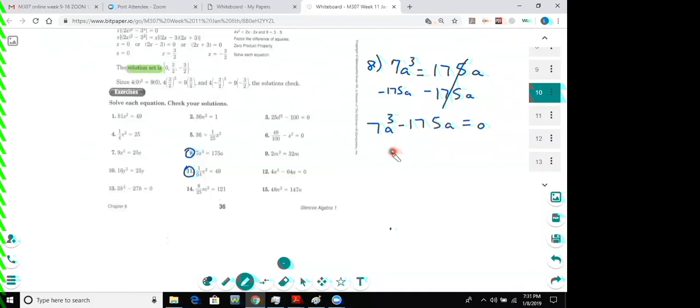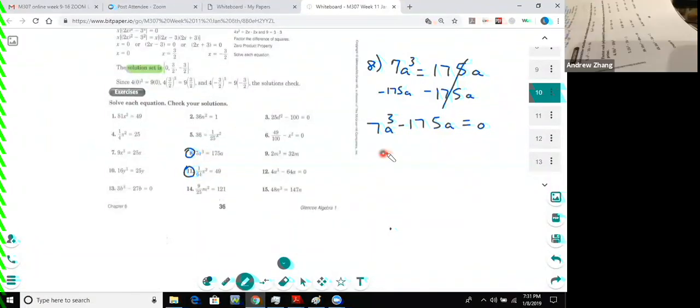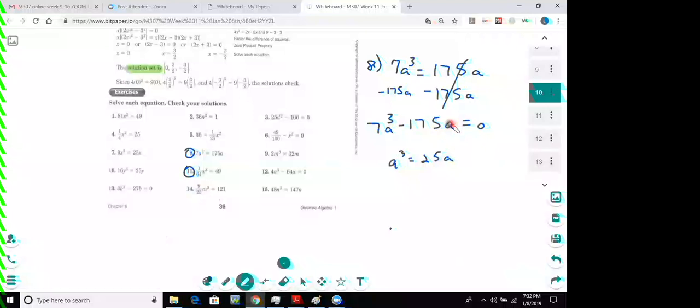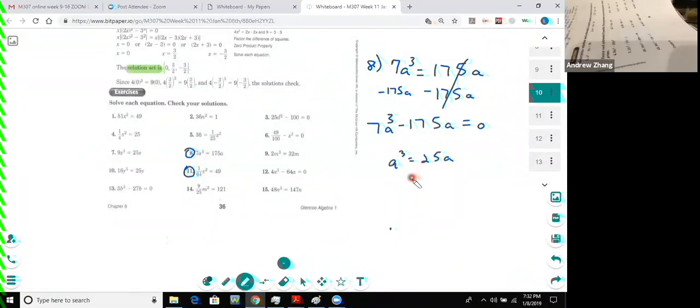Did you just guess and check? No. Okay, what did you do? I simplified 7A cubed equals 175 times A into A cubed equals 25A. Okay, you could do it that way also. I did both sides divided by A, so I got A squared equals 25.